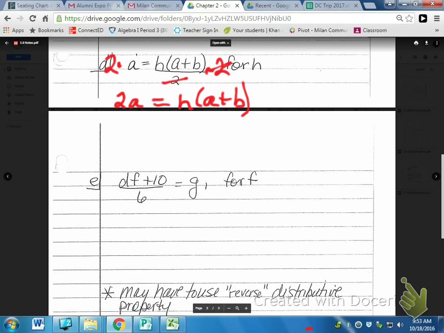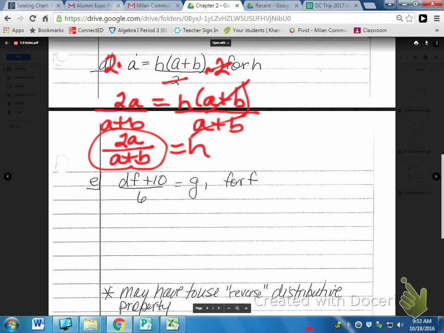Now, a lot of times when there's parentheses and something outside, you do distribute. But in this case, that would be a big mistake because we want to isolate H, and the only thing that's keeping H from being by itself is that quantity A plus B. H is times that. So basically what you do is you have to divide by A plus B. So that's gone and H is alone, and the left side would be 2A over A plus B. There you go.